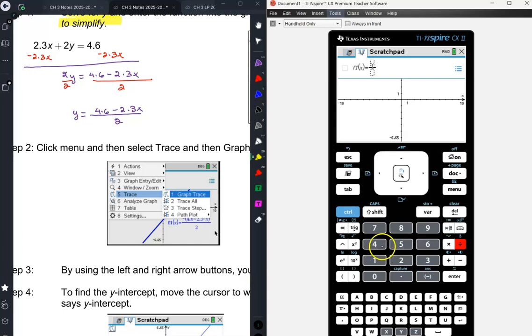So here in the numerator, we're going to put 4.6 minus 2.3x. X is in your alphabetic keyboard at the very, very bottom. Then on the bottom in the denominator, press down to go into the denominator. It's 2. Press enter, and there you have it. That's your graph. Okay?